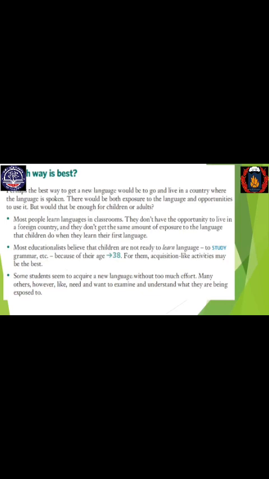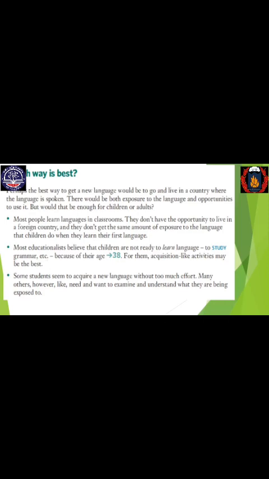So some students seem to acquire a new language without too much effort. Many others want to examine and understand what they are being exposed to. So this is also because of their cognitive development and also their personality and lifestyle or prior language enrichment.